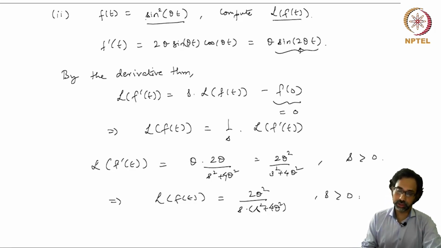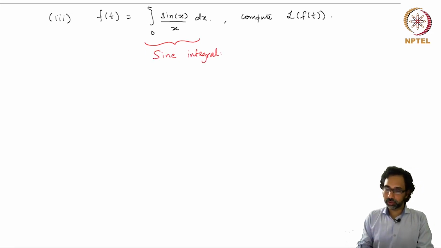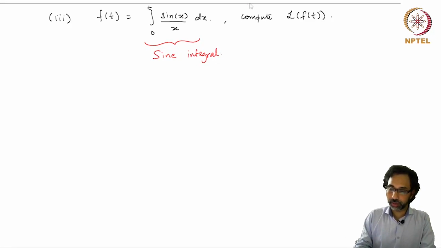So here we have used that the Laplace transform for the derivative is known, and by the derivative theorem we can compute the Laplace transform for the function. The next example is to compute the Laplace transform of this function f of t, which is given by this integral from 0 to t of sine x over x dx. This integral has a special name. This is called the sine integral, and so let us compute the Laplace transform for this sine integral.